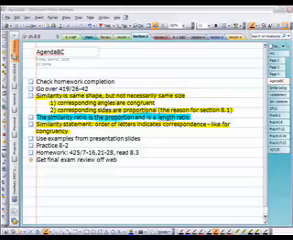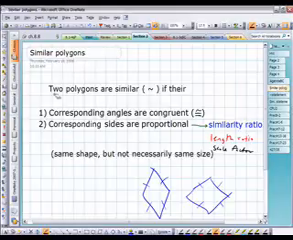A similarity statement is like a congruency statement that we did several chapters ago, in that the order of the letters indicates the correspondence between the two different shapes. So let's go into a little more detail now. Two polygons are similar, that is, this symbol here is similar, if their corresponding angles are congruent and their corresponding sides are proportional, and that proportion is called the similarity ratio. It's a length ratio, also sometimes called the scale factor. So same shape, but not necessarily the same size.